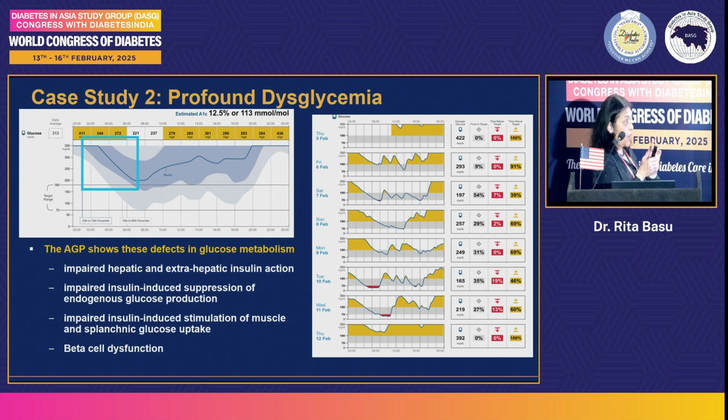It's possible they have impaired hepatic and extrahepatic insulin action. They have impaired insulin-induced suppression of glucose, impaired insulin-induced stimulation of muscle and splanchnic glucose uptake, and beta cell dysfunction. So all these things are giving rise to these profiles that you're seeing in the patient. It's not a single cause. And that is why it's important to know it's not a single thing.